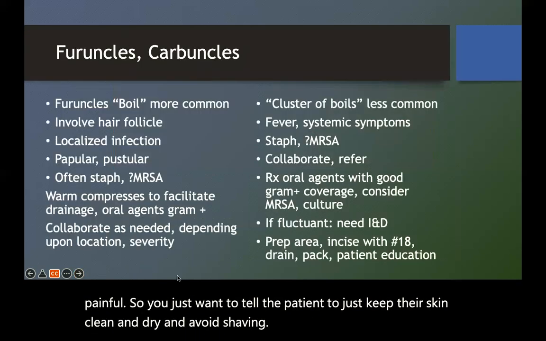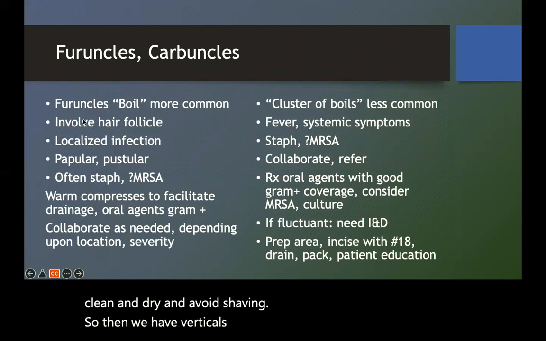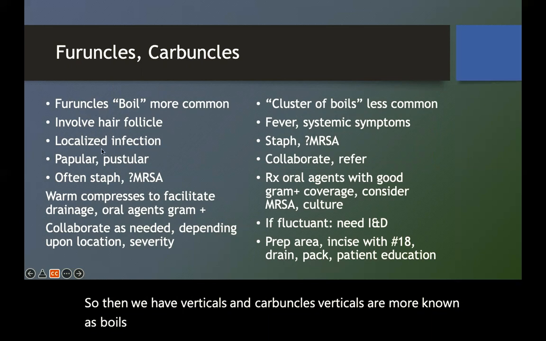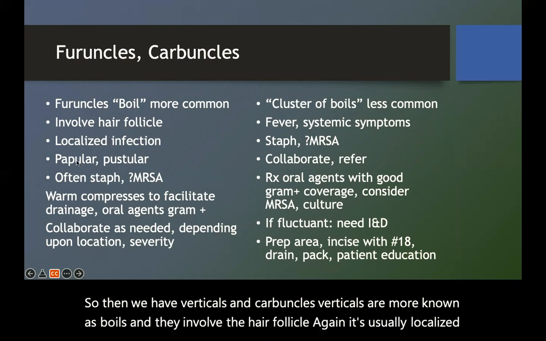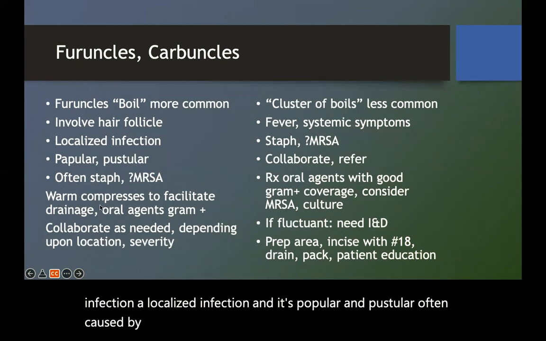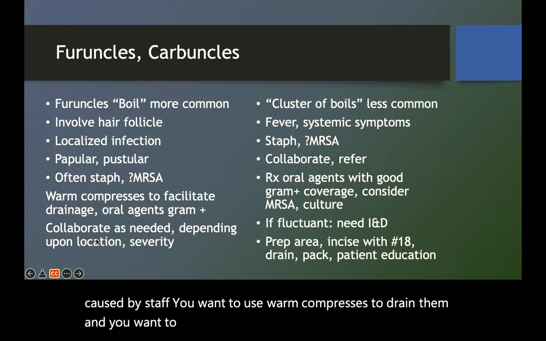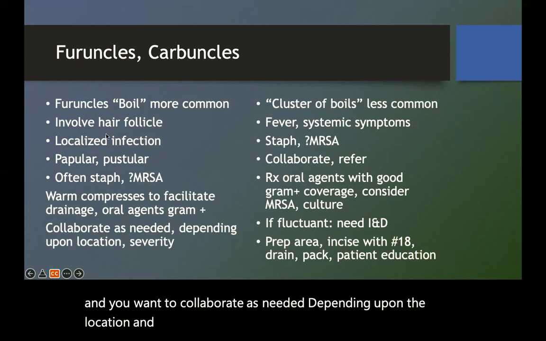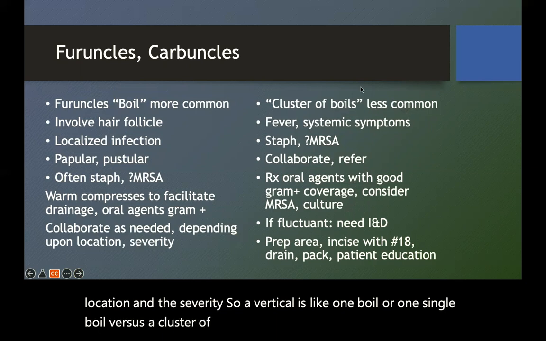Okay, so then we have furnicles and carbuncles. Furnicles are more known as boils, and they involve the hair follicle. Again, it's usually a localized infection, and it's papular and pustular, often caused by staph. You want to use warm compresses to drain them, and you want to collaborate as needed depending upon the location and the severity. So a furnicle is like one single boil versus a cluster of boils, which is less common, and that would be your carbuncles.